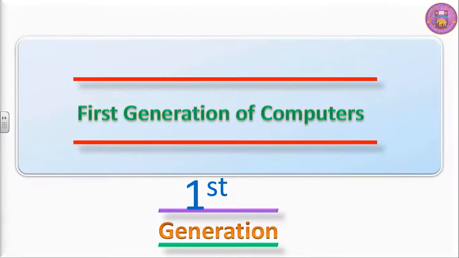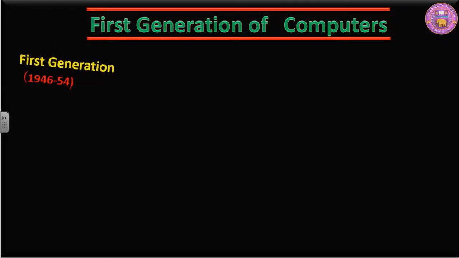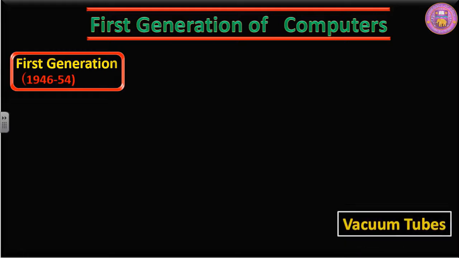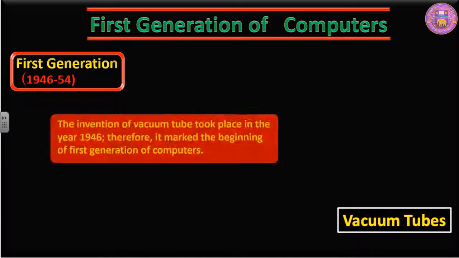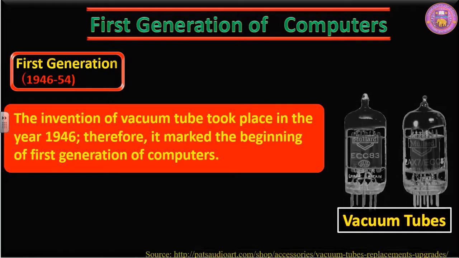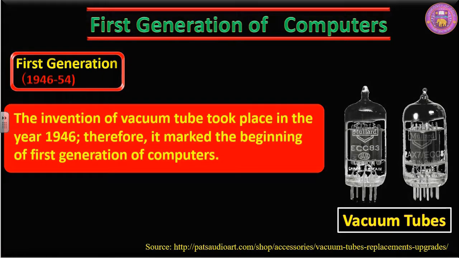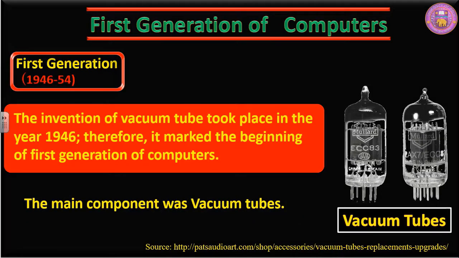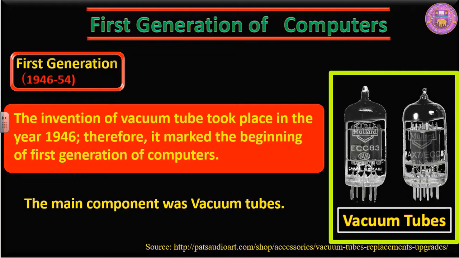Welcome to my class. First generation of computers, 1946 to 1954. The invention of the vacuum tube took place in the year 1946, therefore it marked the beginning of first generation of computer. The main component was vacuum tubes.